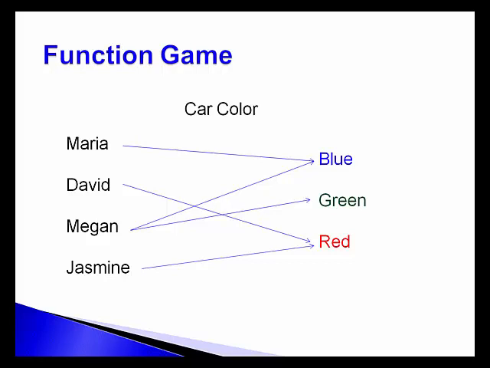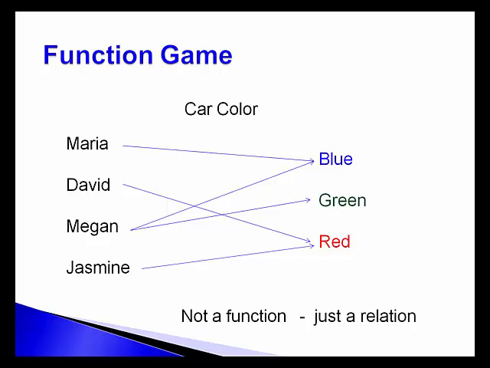Ready for the excitement? Here it comes. Jasmine. Red. David. Red. Maria. Blue. Megan. Blue, green, turquoise, teal. And if you hear the confusion there, it's because you're not exactly sure what to respond with. Megan, the domain element, is paired with two different range elements. In other words, you're not sure where to go when I call out Megan. That means that this is not a function. It is just a relation.